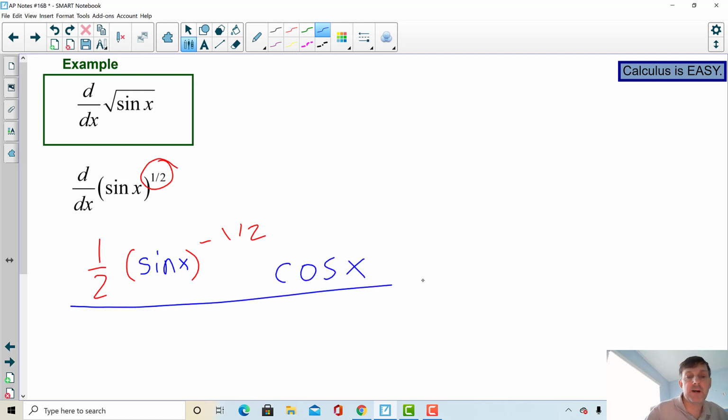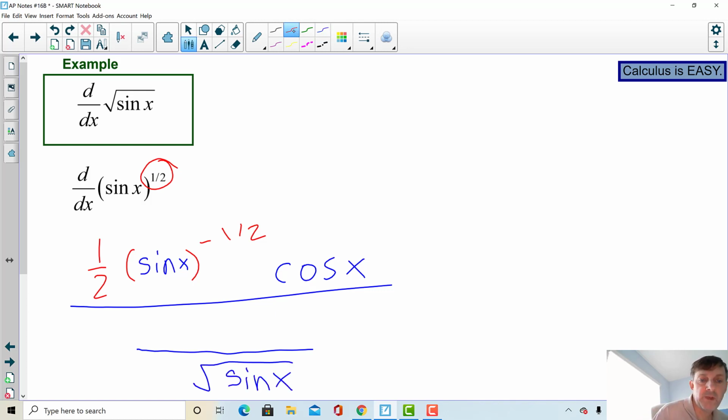Now you can actually stop there. If you're like me, you like to rewrite it and make it look nice. The negative power on top would come down, and it would become a positive power on the bottom. So you'd have positive 1/2, which is a square root. You have the 1/2, and then from the chain rule, we have cosine of x that goes on the top.